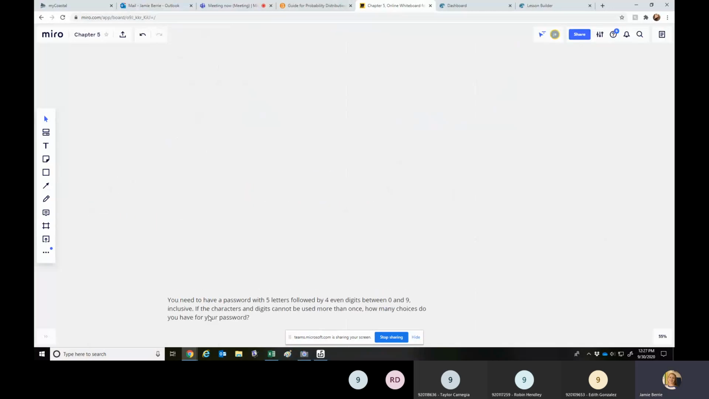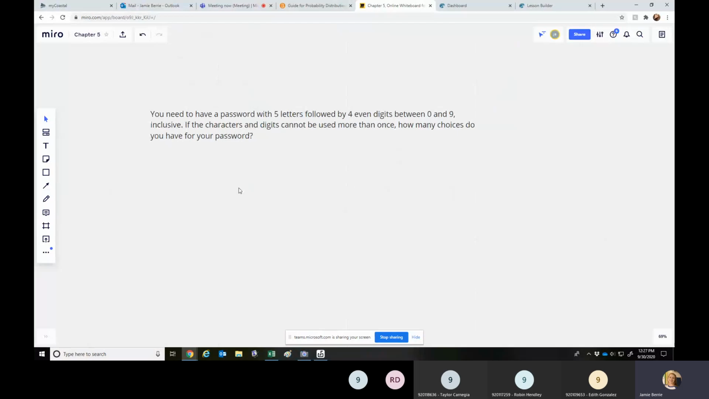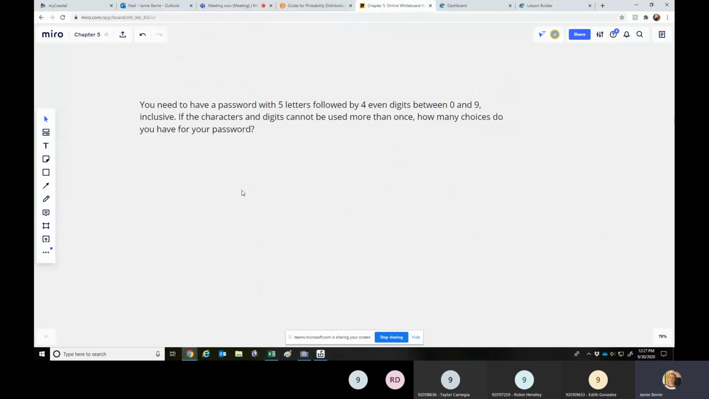This is one that was on the quiz that I thought I'd only talked about one time, and it wasn't on the practice test, so I wanted to make sure that you had seen it again. All right, so it says, let me write again. This is in section 4.4. You need to have a password with 5 letters followed by 4. We're going to take out the even. We'll just say 4 digits.